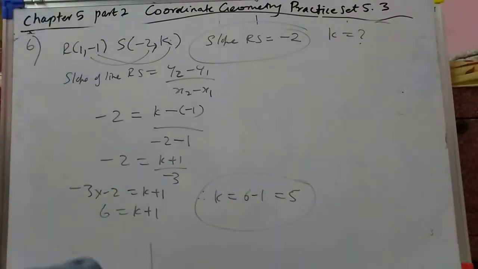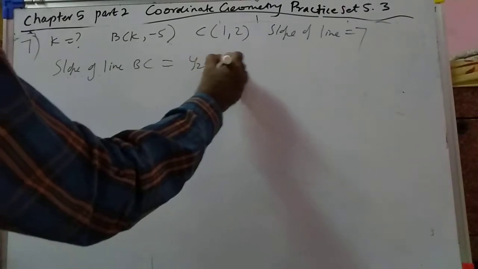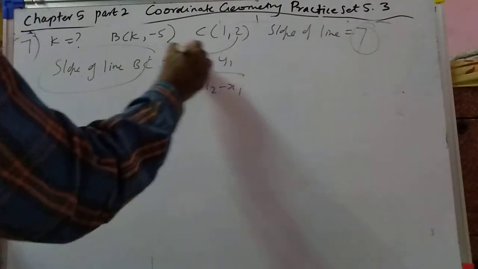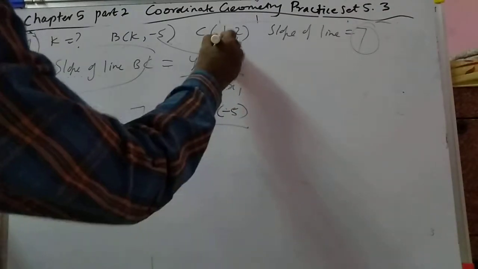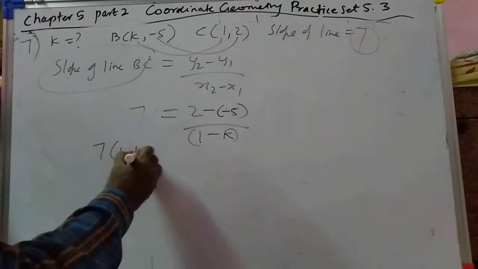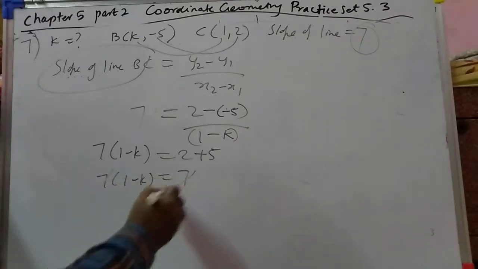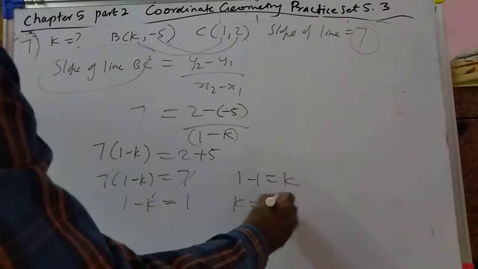Okay. Next, we do the 7th problem. B and C are given. You want to find k, and the slope of the line is also given. To find k, write the formula. Slope of line BC is equal to y2 minus y1 upon x2 minus x1. But slope of line is given. So 7 is equal to 2 minus of minus 5 upon 1 minus k. Okay, take it this side. 7 into 1 minus k is equal to 2 plus 5, that is 7. 1 minus k is equal to 7, cut this, 1 minus k is equal to 1. Okay, so take this side, 1 minus 1 is equal to k, so k is equal to 0.